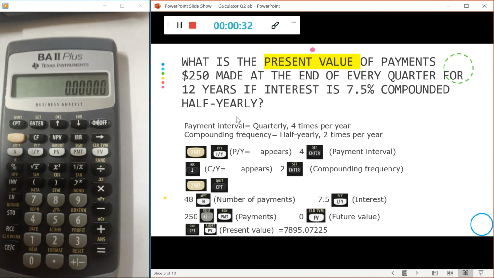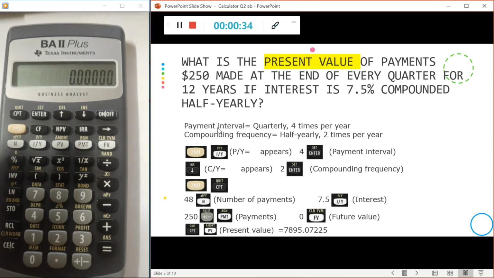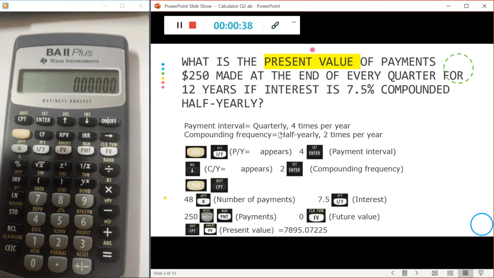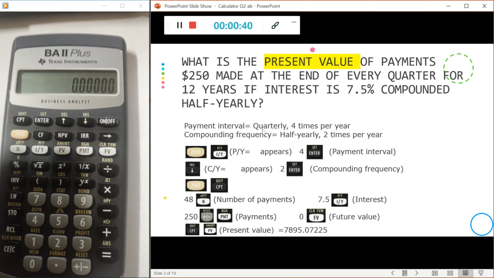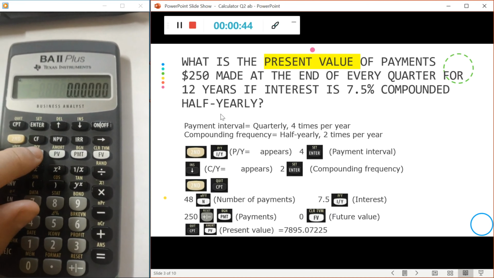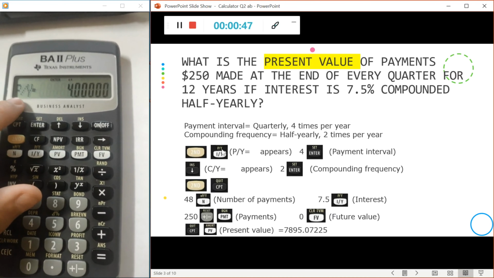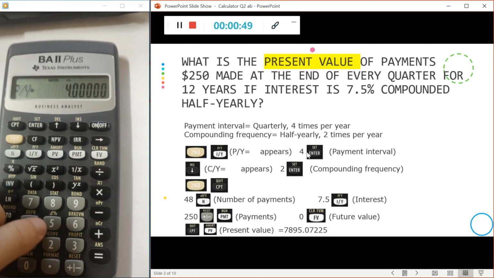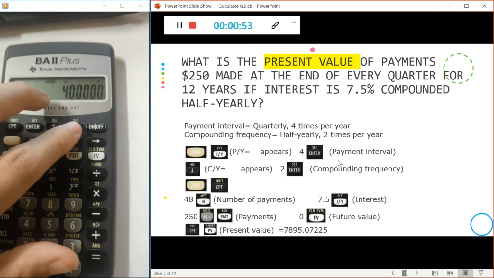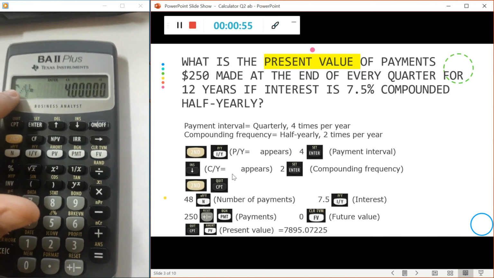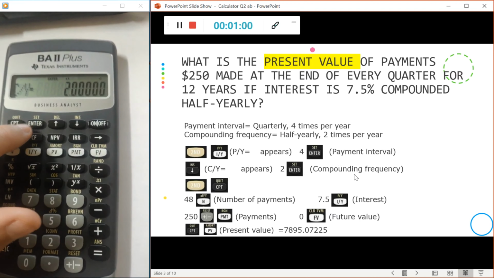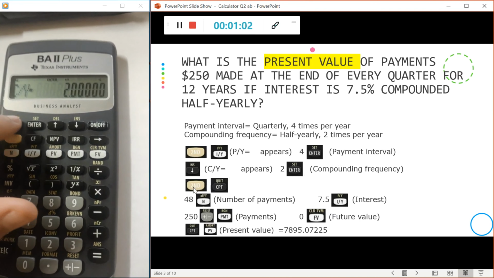Okay, so how to solve our question by using the calculator? We have payment interval quarterly, 4 times per year, and compounding frequency half yearly, 2 times per year. So we press second P/Y. Okay, P/Y appears. So we key in 4, enter, to key in the payment interval, and then press down, C/Y appears, and then 2, enter, to key in the compounding frequency, and we press second quit.